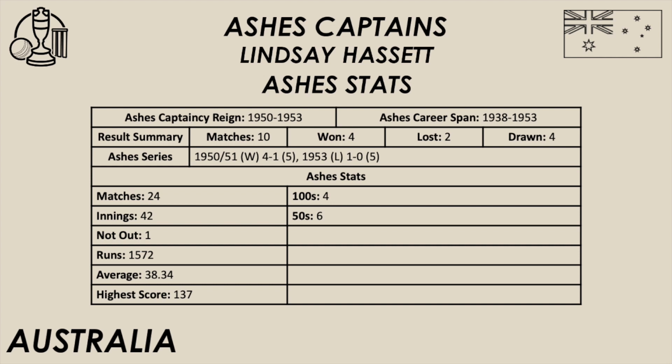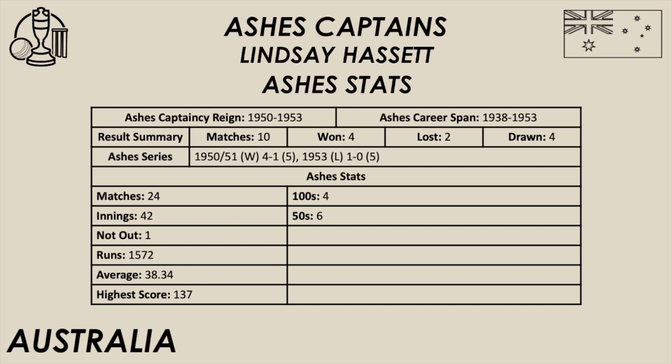He captained the Australian Services 11 during the 1945 Victory Tests, and under Don Bradman's leadership became his deputy and eventual successor. He became Australia's 23rd Test captain, taking over from the great Don Bradman. His Ashes captaincy reign spanned from 1950 to 1953 and he led Australia in 2 Ashes series. In that time, he led Australia to 1 Ashes series victory in 1950-51 and lost 1 series in 1953. In 10 tests, he won 4, lost 2 and drew 4.